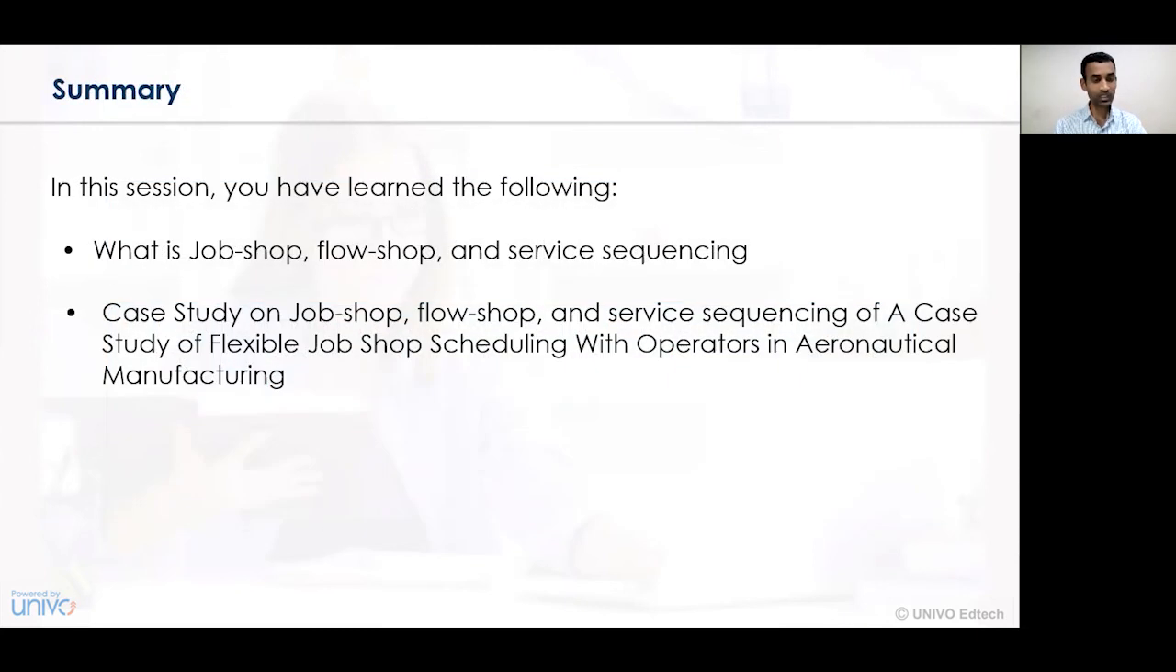Now let's summarize what we have learned in this session. In this session, we have understood what we mean by job shop, flow shop, and service sequencing. Along with these concepts, we have also undertaken a case study with respect to job shop scheduling activities in the operations of an aeronautical manufacturing industry.